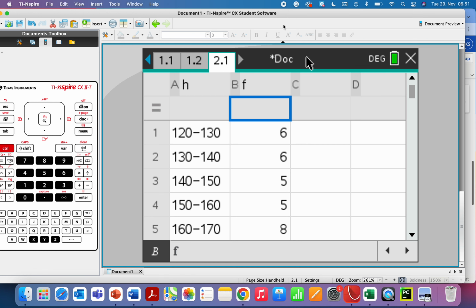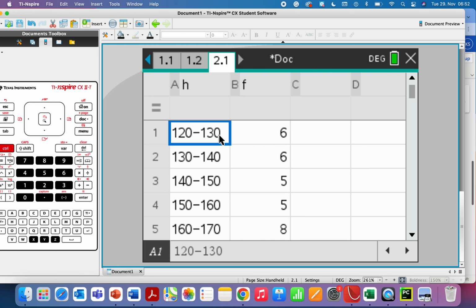A grouped frequency table. These are the heights of certain students, and you can see H for the height, and this is 120 to 130 centimetres. There are 6 people. Now the problem with having grouped data is that we don't know exactly how tall these 6 people were. Were all 6 close to 130? Were all 6 close to 120? Were they spread around between 120 and 130?